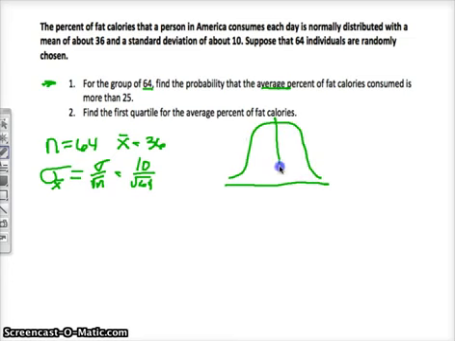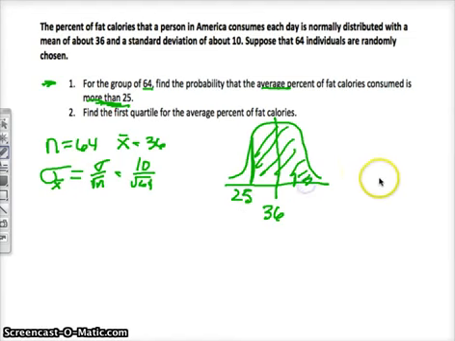Okay. Now remember, the mean is the mean of the population. So that was 36. Now we don't know what the standard deviation is right here, but one thing we do know, they want to know what's the probability of more than 25. And we know that 25 is to the left here. So it wants this area right here for the probability. All right, so here's our data here.